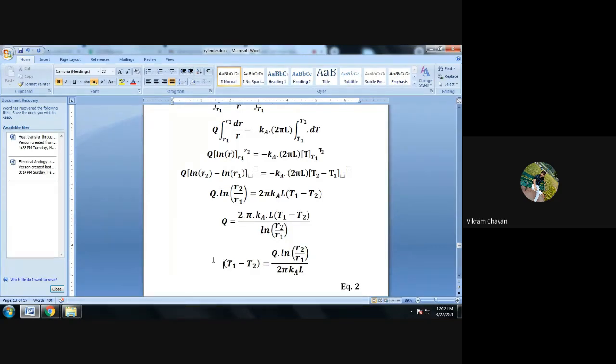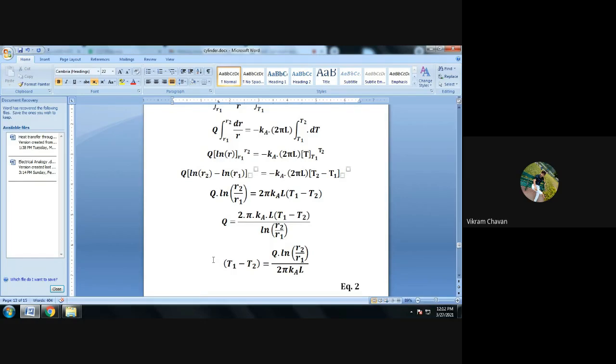T1 minus T2 is equal to Q multiplied by ln of R2 divided by R1, whole divided by 2 pi K suffix A multiplied by L. So that will be our equation number 2.